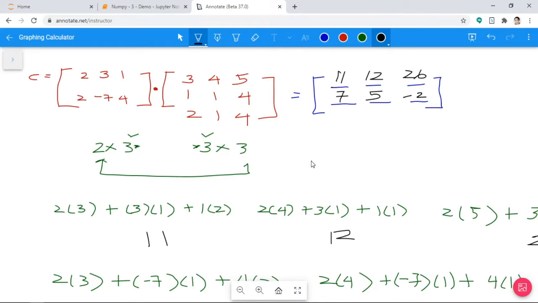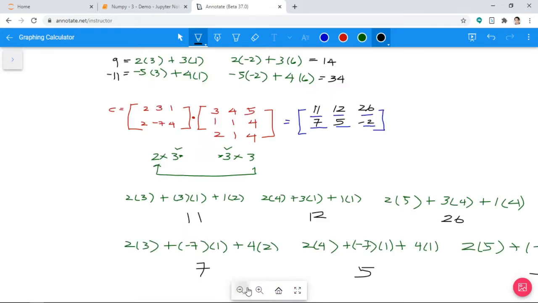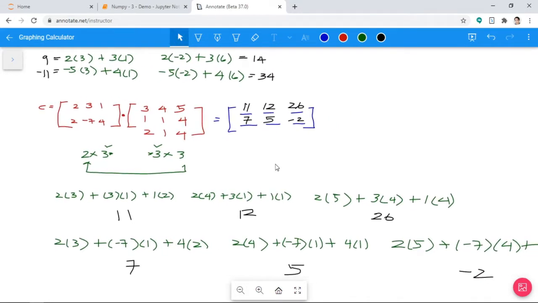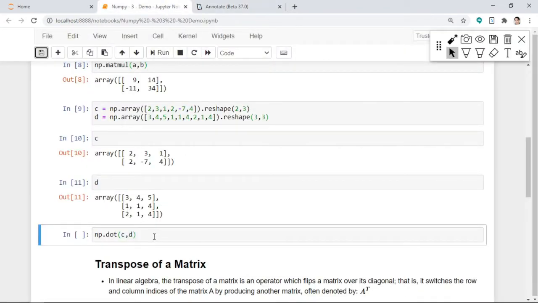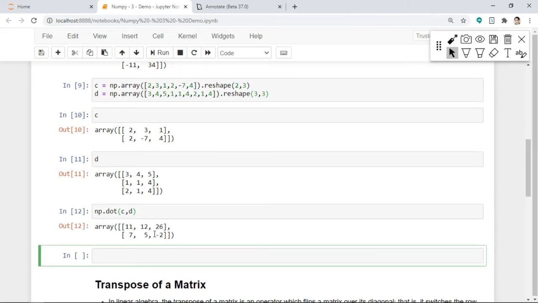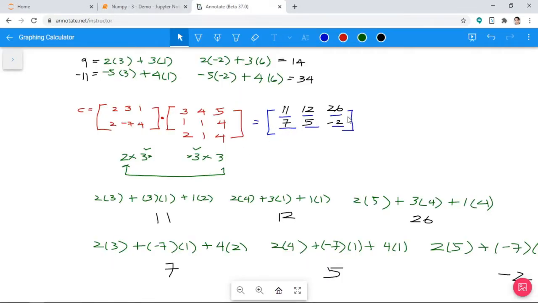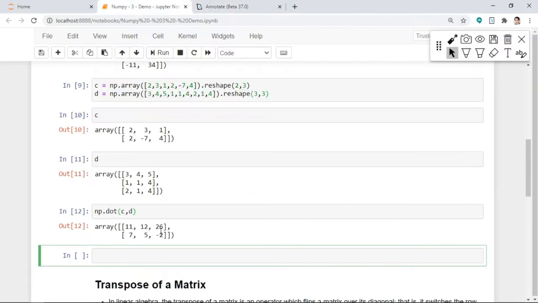I hope you're appreciating the NumPy library more, because if you do this manually, it's possible, but look at the time that you will spend. Let's execute this one. Alt, Enter. We have 11, 12, 26, 7, 5, negative 2. Let's confirm: it's the same. So this will be our answer.